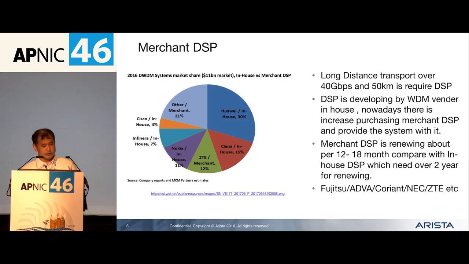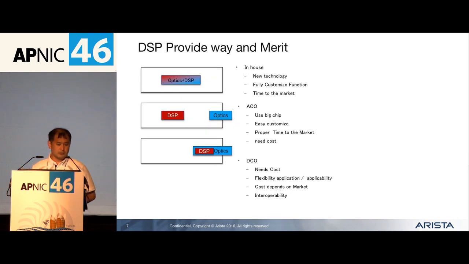And the next topic, merchant DSP. DSP requires long distance transport over 40 gigabps and 50 kilometers. Generally, DSP is developed in-house by the WDM vendor, but nowadays there is increased purchase of merchant DSP, providing systems with it. Merchant DSP is renewed about every 12 to 18 months, compared with in-house DSP, which needs over 2 years for renewal. And Fujitsu, Aruba, Client, NH, ZT, and so on are using merchant DSP. This is how to provide DSP.